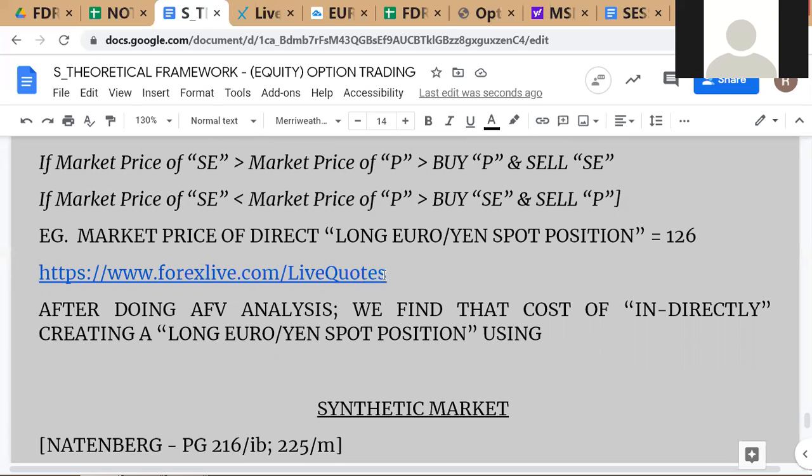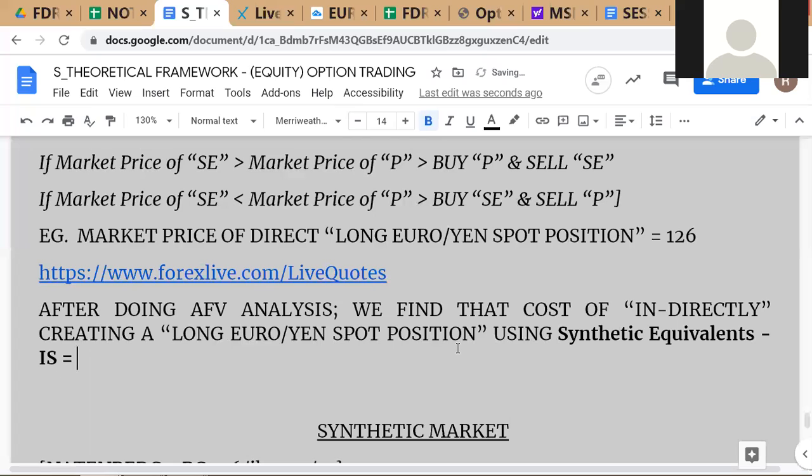So you do that AFB analysis and you find, and we will have a discussion about this, we will figure out how to do this. Okay, but essentially we find that, let's finish the analysis here. Let's assume that we have finished the analysis. After doing an AFB analysis, we find the cost of indirectly creating a long euro-yen position using synthetic equivalence is equal to, let's say, 120. Okay, I'm just giving an example. Here is 126 and it's 120.